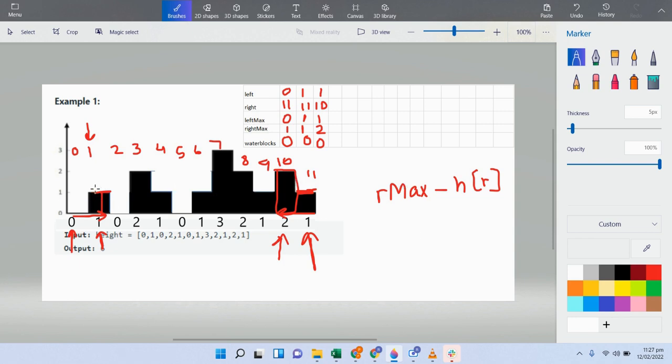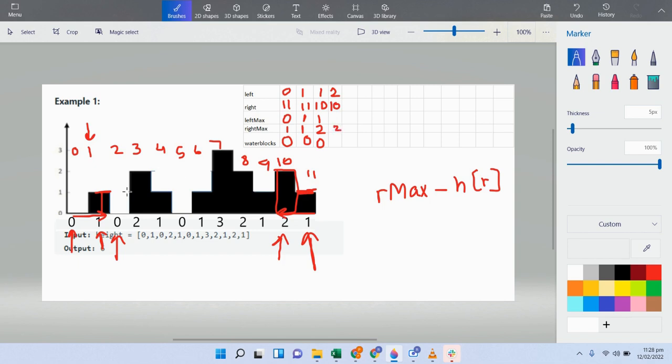Now I'm going to check that condition again. Left is less than right. So you will see that the slope is again in this direction. So I'm going to move my left pointer to this position. In this case, my left pointer will be given value 2. Right pointer will remain same, which is 10. And then right max also remains same. I'm not going to change this value.